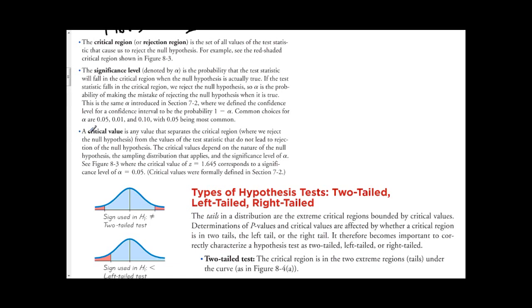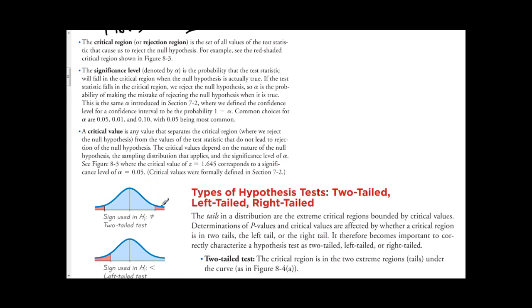For example, see the red shaded figure in figure 8.3. Well, these are the red shaded figures. This would be a rejection region right here. This is a two-tailed rejection region, and this is a one-tailed rejection region, but we'll get to that in a second. All right, the significance level, which is denoted by alpha. We've seen alpha before. We know that alpha is also 1 minus the confidence level, right? But the significance level denoted by alpha is the probability that the test statistic will fall in the critical region. So basically, this red area, the area over there, that red area is the significance level, and it's alpha.